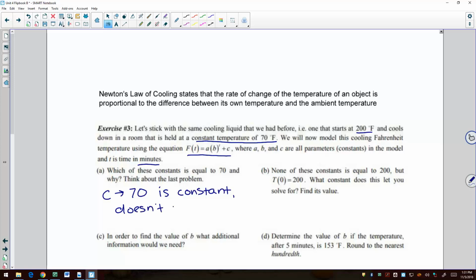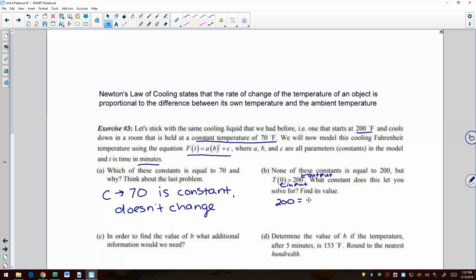Part B says, none of these constants is equal to 200, but f of 0 equals 200. What constant does this let you solve for? And then find its value. So 0 is in the input spot, which means I'm going to input 0 in for t. And by the way, 200 is the output. So I get 200 when I input 0.